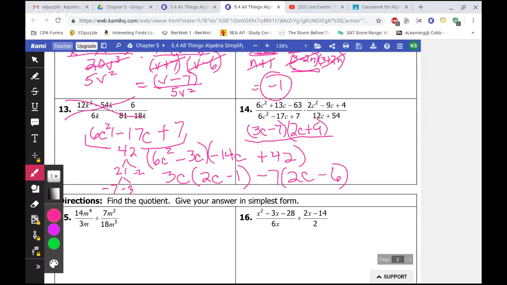Just making sure I pulled everything out right. Does that look right to you guys? I think so, yeah. Okay. 3c minus 7.